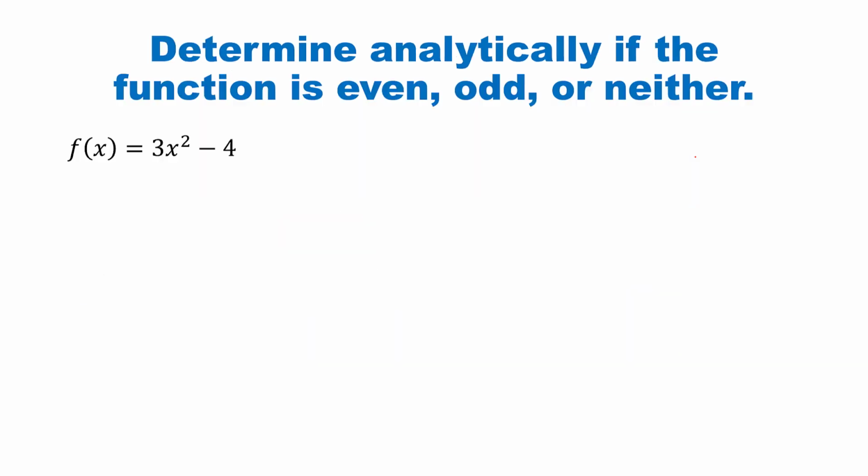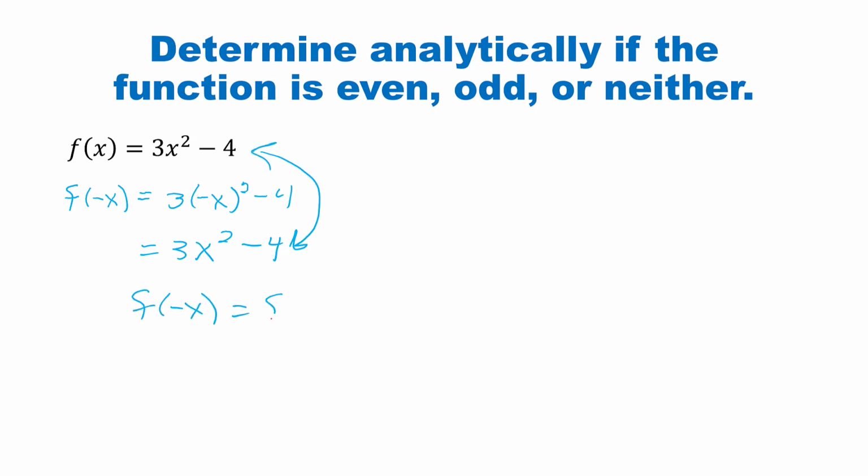So let's try this. Determine analytically if the function is even, odd, or neither. To determine if the function is even, where we usually start, I'm going to find f of negative x, meaning wherever I have an x here, I replace it with negative x. Well, negative x squared is the same as x squared. So now I have found that f of negative x is equal to f of x. And if f of negative x equals f of x, our function is even, and we can stop right there and move on to our next problem.